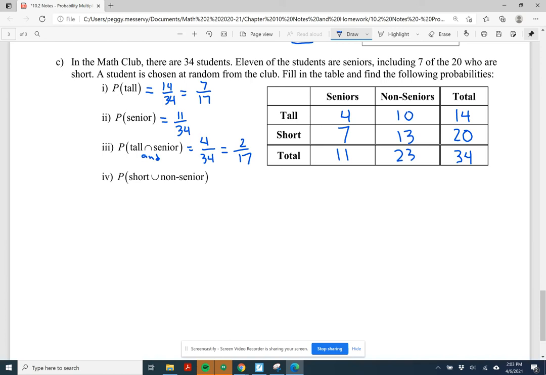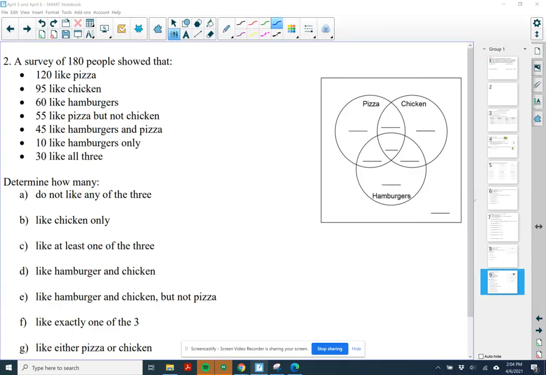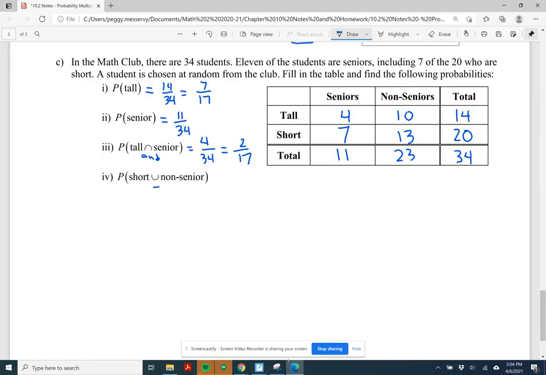Okay? The probability that they're short or, oops, where did my, oh my heavens. I don't know how I did that. Sorry. Short or a non-senior. That's an or, right?